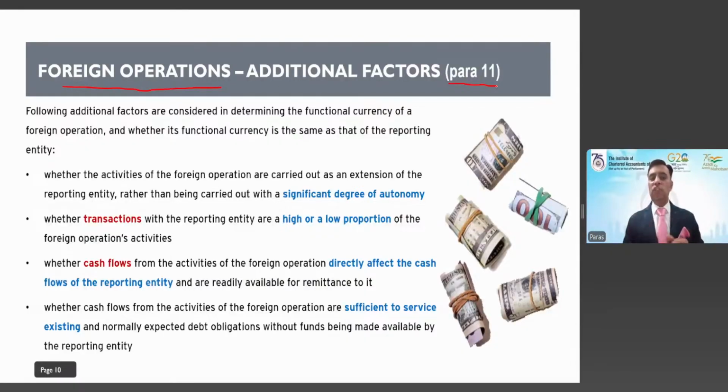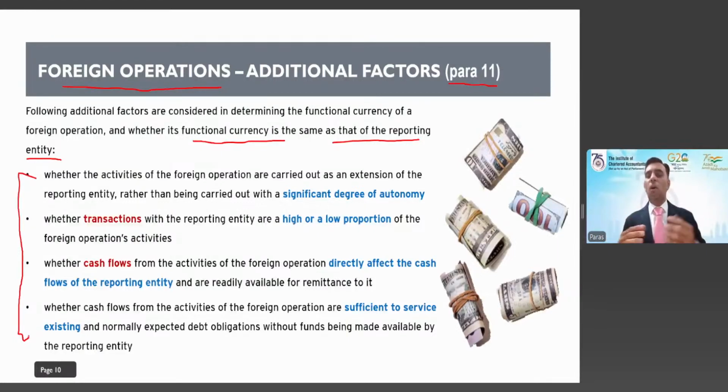So first you need to check whether the functional currency of the foreign operation is same as that of the reporting entity or not. If all these, or you can say if the majority of these criteria are being satisfied by the foreign operation, then you can say the functional currency of the foreign operation is same as that of the reporting entity. And if these criteria are not being met by the organization, then you will have to apply the provisions of para 9 and para 10 in order to determine the functional currency of the foreign operation, right? Now let's read all these criteria one by one.